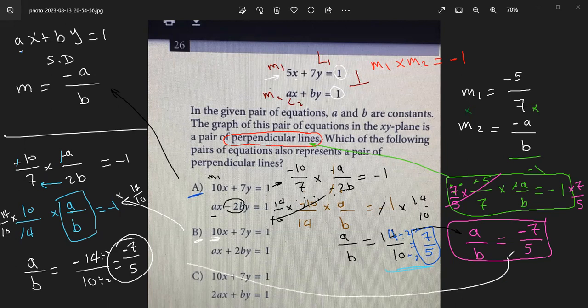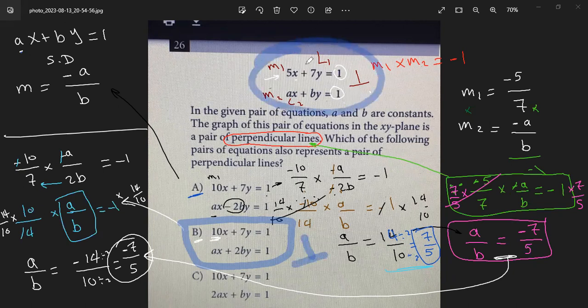This is what we have here. So the same ratio between A and B, the condition of the given pair, negative 7 over 5, appears here now. You see, this is the right option. Both equations form a perpendicular pair of lines like the given pair. I hope it's clear.